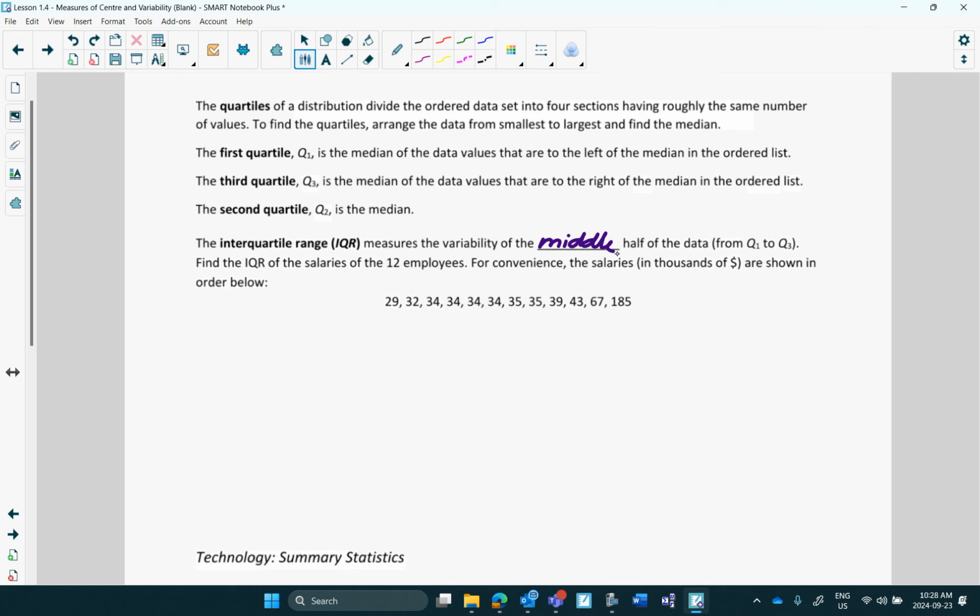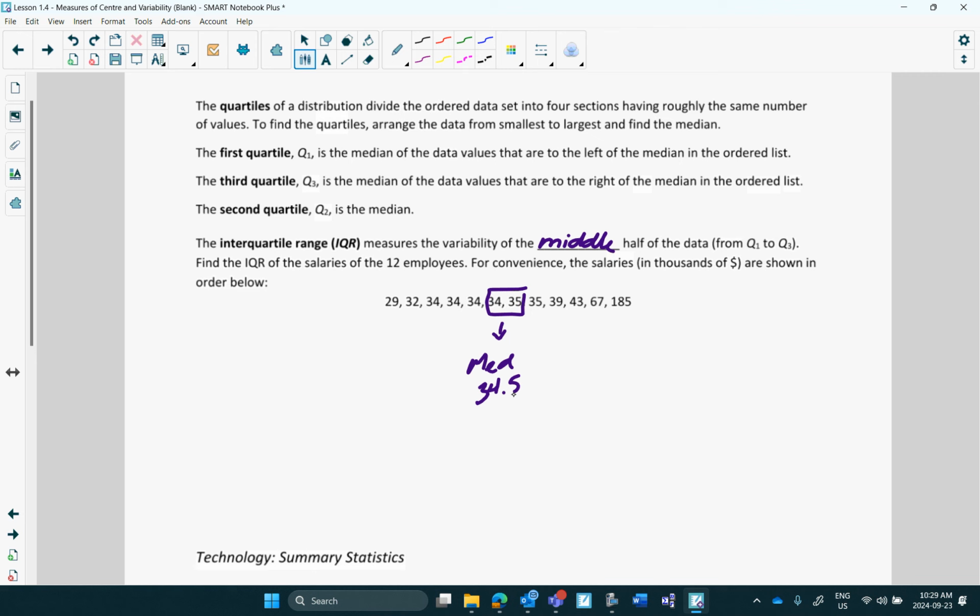So what we want to do is find the interquartile range of the 12 centimeters. Remember, we've got to find the median first. Remember when we found the median, it was the two numbers in the middle? Yes. And the median was 34.5. The median is actually not one of the values; it's the average of two of them.